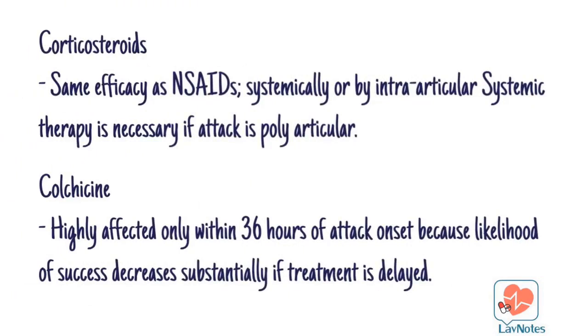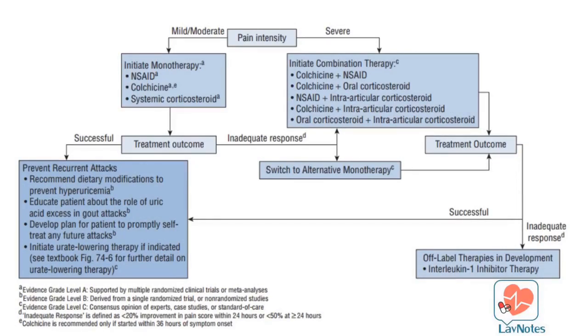Corticosteroids have the same efficacy as NSAIDs. They can be used systemically or by intra-articular injection. Systemic therapy is necessary if the attack is polyarticular, meaning when it affects more than one joint. Colchicine is highly effective only within 36 hours of attack onset, because the likelihood of success decreases substantially if treatment is delayed. And here you have a chart for the appropriate drug selection depending on the intensity of pain in acute gout attacks.